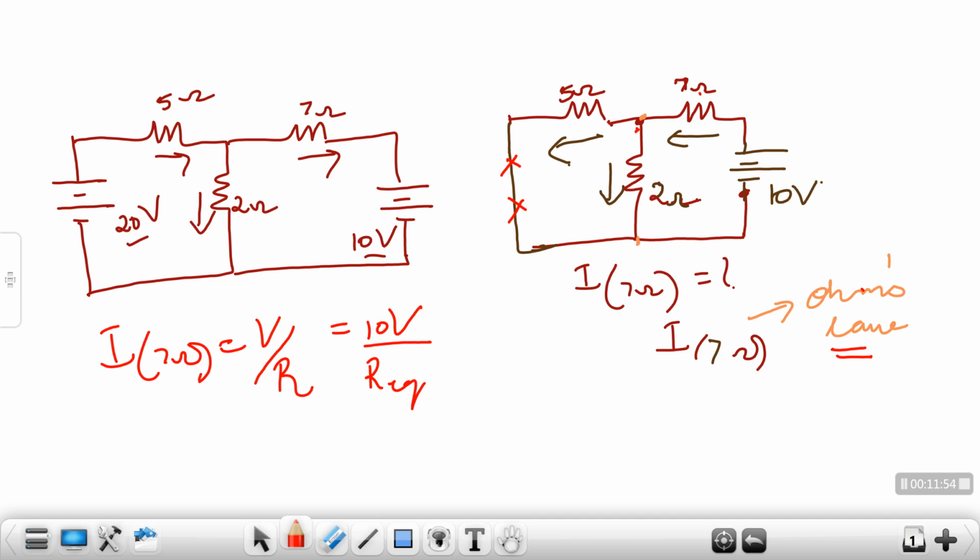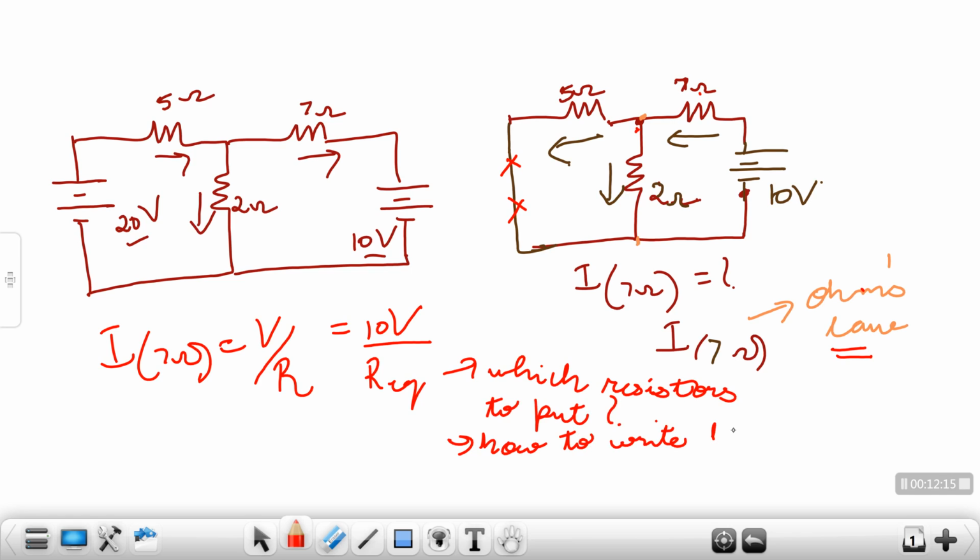Now while writing R equivalent, I have to consider two things: which resistors to put, and second is how to write the equation. Okay, two things that you have to consider. Now, R equivalent is the total resistance being offered by the circuit to this 7 ohms resistor. That is the meaning of this R equivalent.